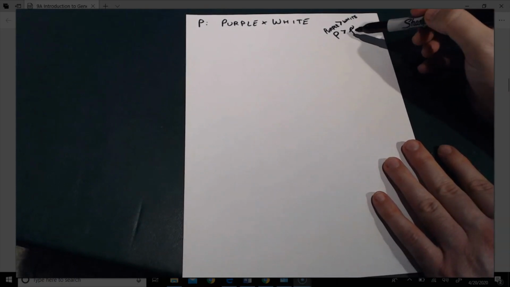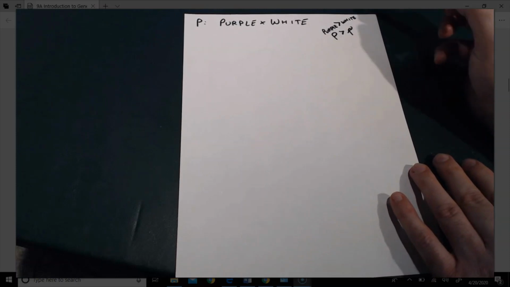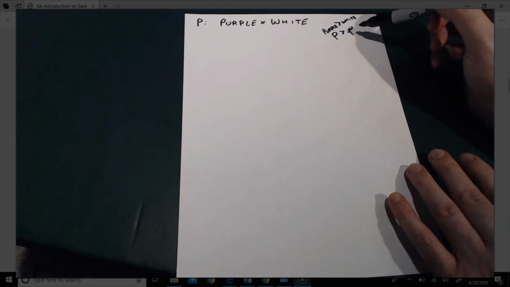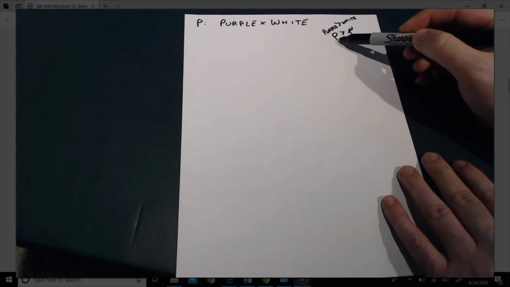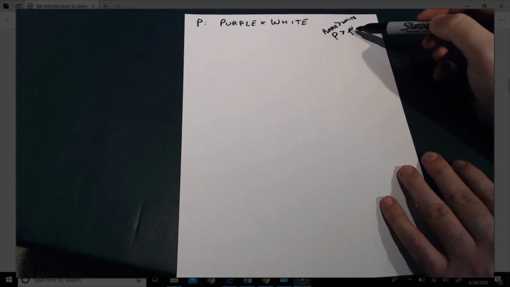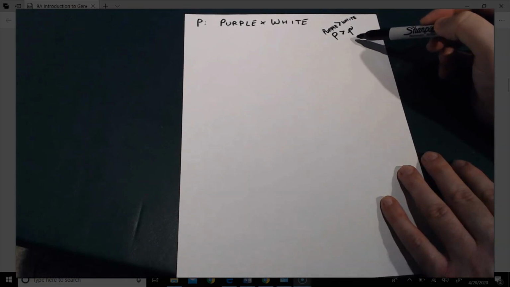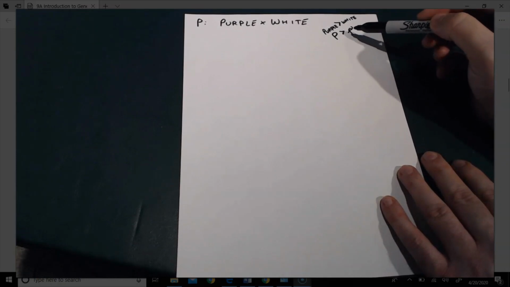So uppercase and lowercase. And if you want to know a cool story, look up why uppercase is called uppercase and lowercase is called lowercase. You might be surprised. So this symbol means purple, and this little p means white. Notice I know cursive, so I can write like that. But if I didn't, I would make my little p look a little different, because we're going to be sticking a lot of p's together, and if one looks a little bigger than the other, they might get confusing. So it's good to make one look a little different.